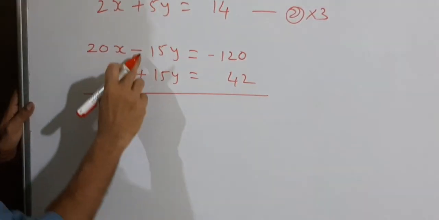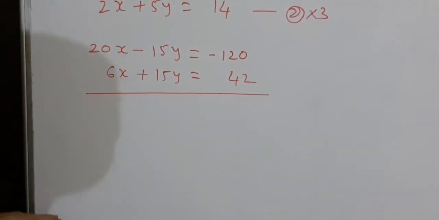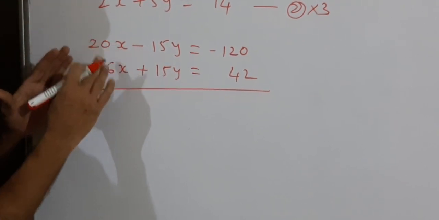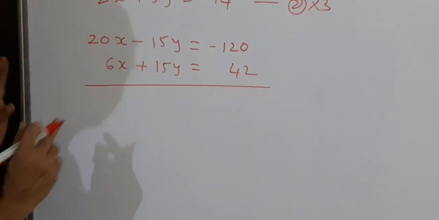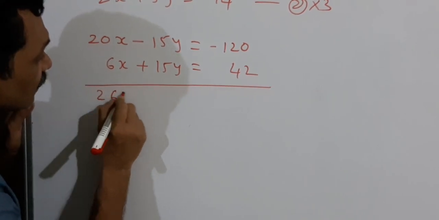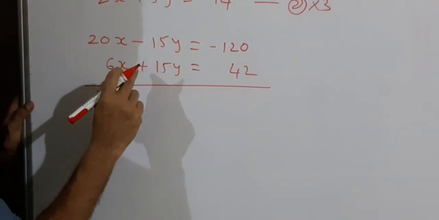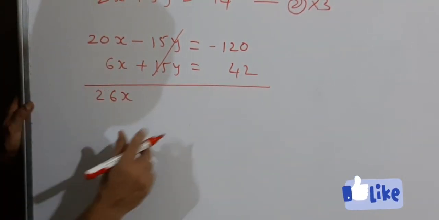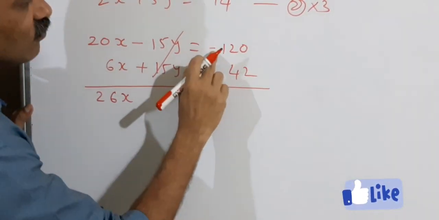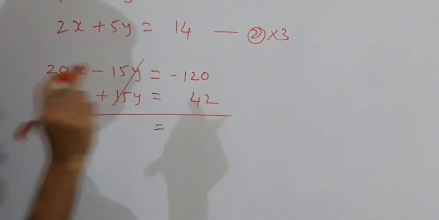Since the signs are already different, we just add as it is. So we are adding equations 1 and 2 here. When we add, we get 20x plus 6x is 26x. Minus 15y and plus 15y cancel, so it gives us 0, so I am not writing it. This is equal to minus 120 plus 42.